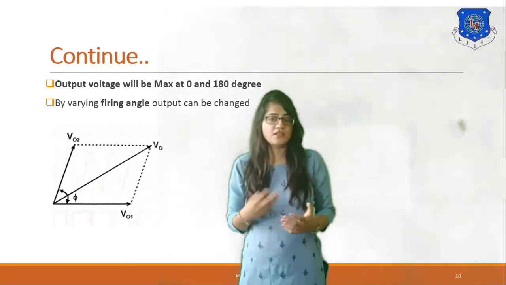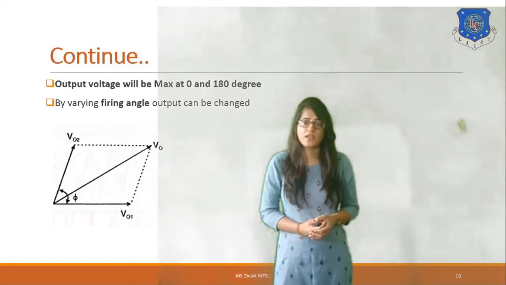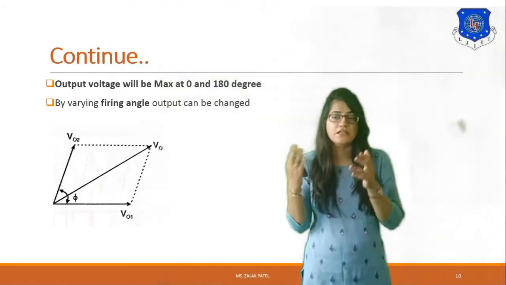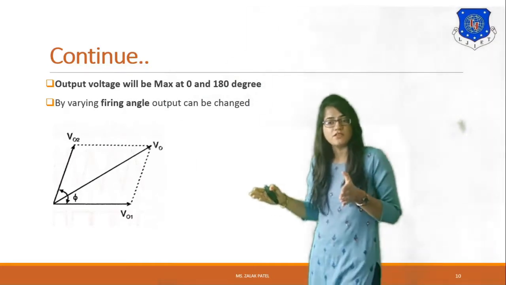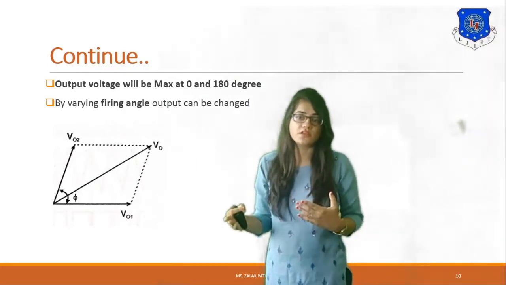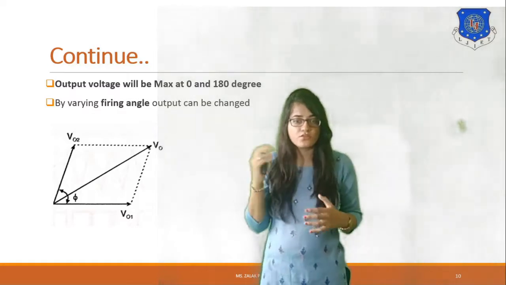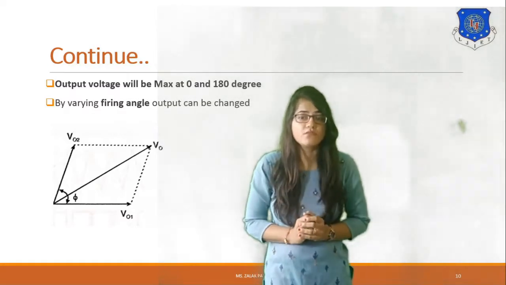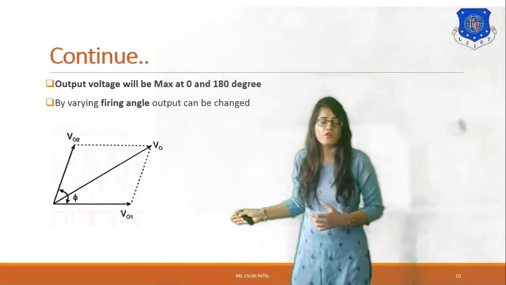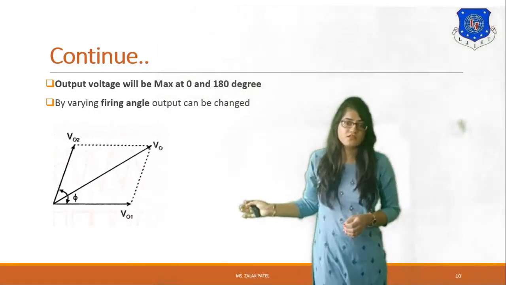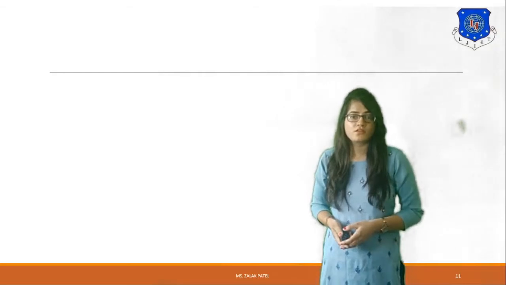So here, by varying the firing angle, or by varying the delay angle, because if we first apply V01 and after some time apply V02, then there is some delay in between V01 and V02. So the output voltage can be changed by this.